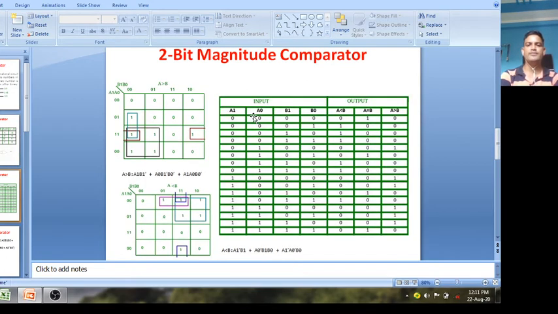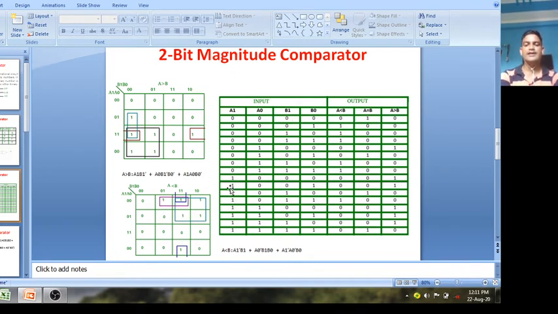Now come to the 2-bit magnitude comparator. In a 2-bit magnitude comparator, it compares 2 bits of a with 2 bits of b, meaning a1 a0 are the 2 bits of a, and b1 b0 are the 2 bits of b. In this case there are a total of 2 to the power 4, which is 16 combinations, and 3 outputs: a less than b, a equal to b, or a greater than b. For 0 0 0 0, 0 0 means 0 and 0 0 means 0, so 0 equal to 0. So this is high.